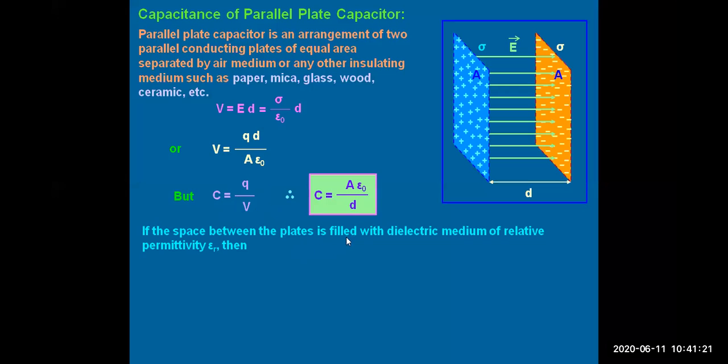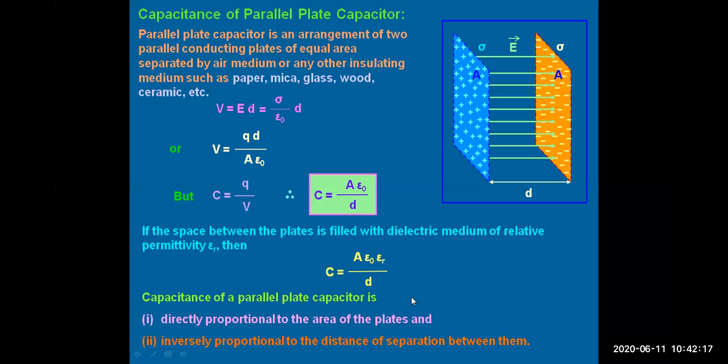If the space between the plates is filled with a dielectric medium, then C is equal to A into epsilon naught into epsilon R divided by D. So this is the dielectric constant if your medium epsilon R is introduced.